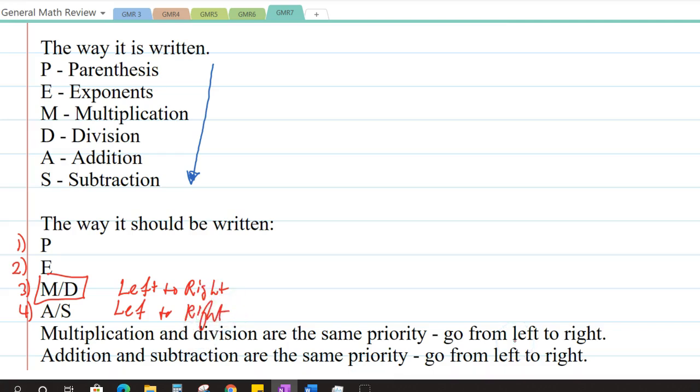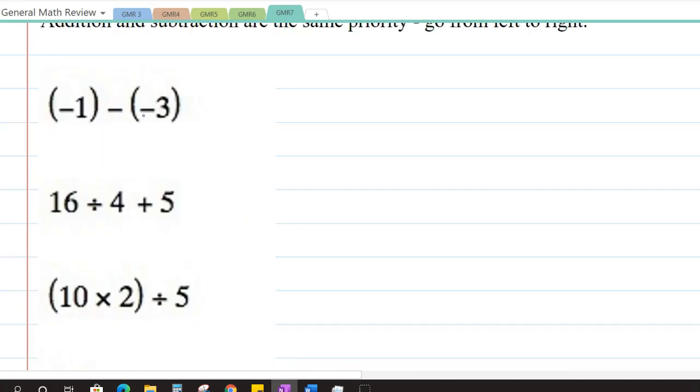Multiplication and division are the same priority. You always go from left to right. Same thing for addition and subtraction. They are the same priority. Here are a few examples.